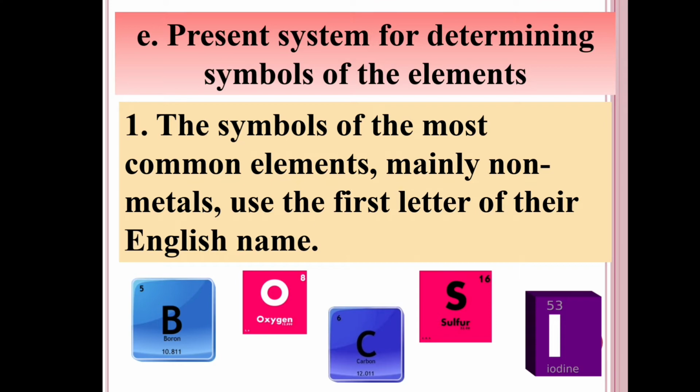The symbols of most of the common elements, mainly non-metals, use the first letter of their English name. You can see here, for boron it is B, for oxygen it is O, for carbon it is C, for sulfur it is S, and for iodine it is simply I. So it uses the first letter of their English name.